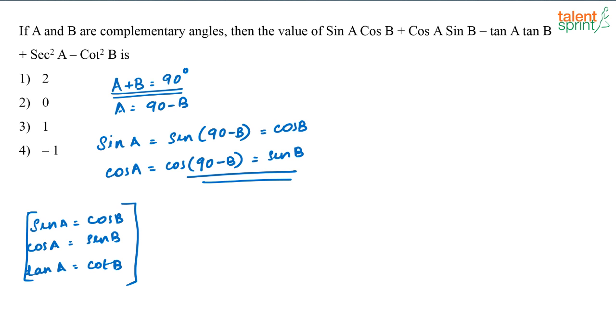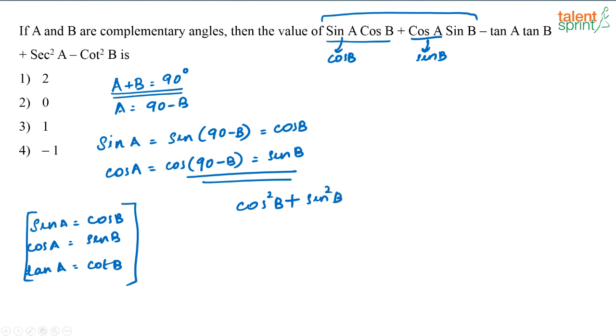Now, let us look at the given expression here. What have they given? Sin A cos B plus cos A sin B minus tan A tan B plus sec square A minus cot square B. How can you rewrite this expression? I have sin A cos B. We just found out that sin A is nothing but cos B, and cos A is nothing but sin B. So the expression will become cos square B plus sin square B. Cos B into cos B is cos square B, and sin B into sin B is sin square B.